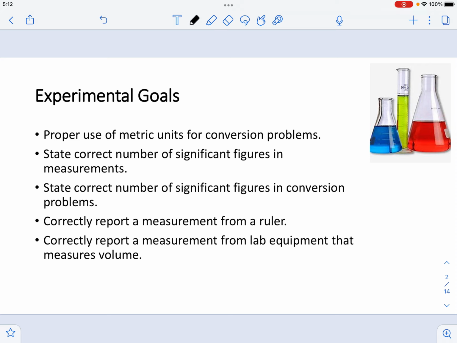There are also units in the metric and the US system that are going to be taught in the process. The students are going to learn how to state the correct number of significant figures in measurements. They will learn how to state the correct number of significant figures in conversion problems. They will correctly report measurements from a ruler. They will also learn how to correctly report a measurement from lab equipment that measures volume.